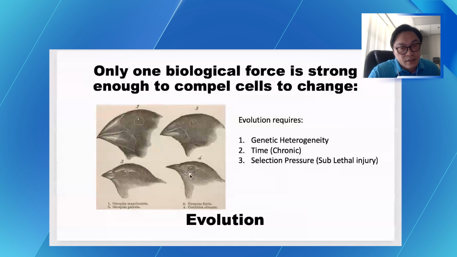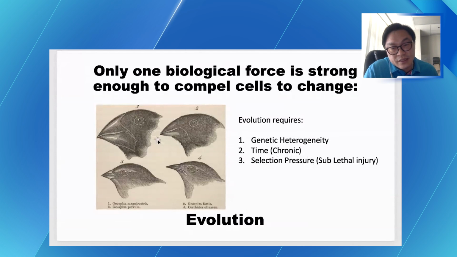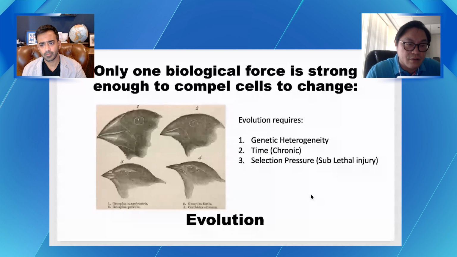So the thing about evolution is that you have to have genetic heterogeneity, so certain birds have thicker beaks and they get selected. It's a selection pressure by the environment. And then you need time, chronicity, right? So you need these three things. And what is the selection pressure that is pushing the normal cell towards a primitive cell? And that's chronic sublethal injury.